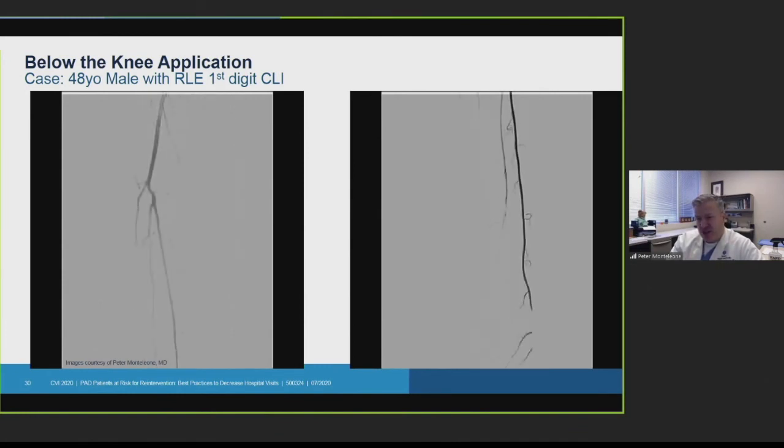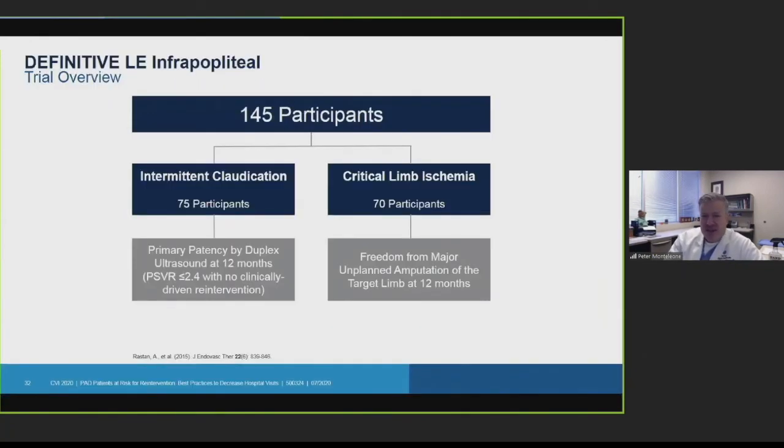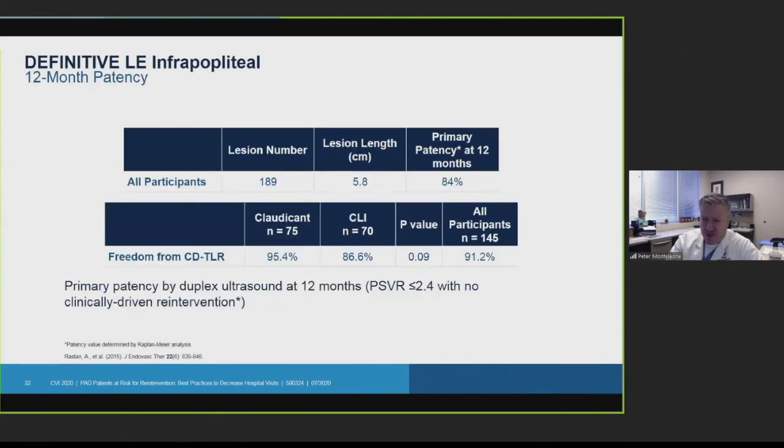Now, it's not totally occluded, it's subtotally occluded, but you can tell the perfusion pressure is likely significantly reduced, as we saw by his toe brachial indexes non-invasively, and by how slow flow coming through that anterior tibial was. What do we do here? What does the data say here? Well, DEFINITIVE LE also had an infrapopliteal cohort, 145 patients, some with claudication, 70 of which had critical limb ischemia, like the patient we're discussing.